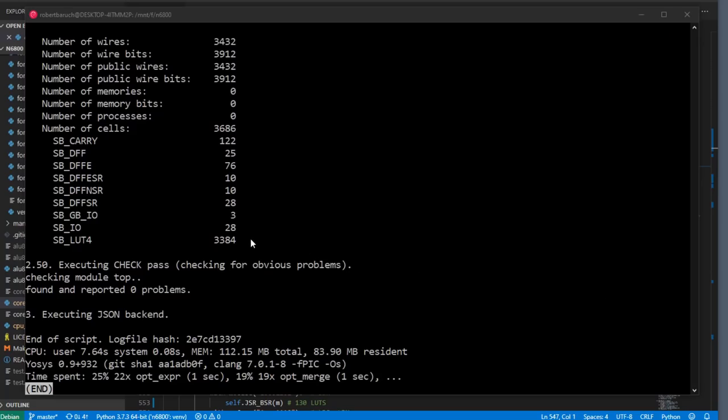Nope, that was a bad idea. That increased the number of LUTs by 110. Nope, revert.